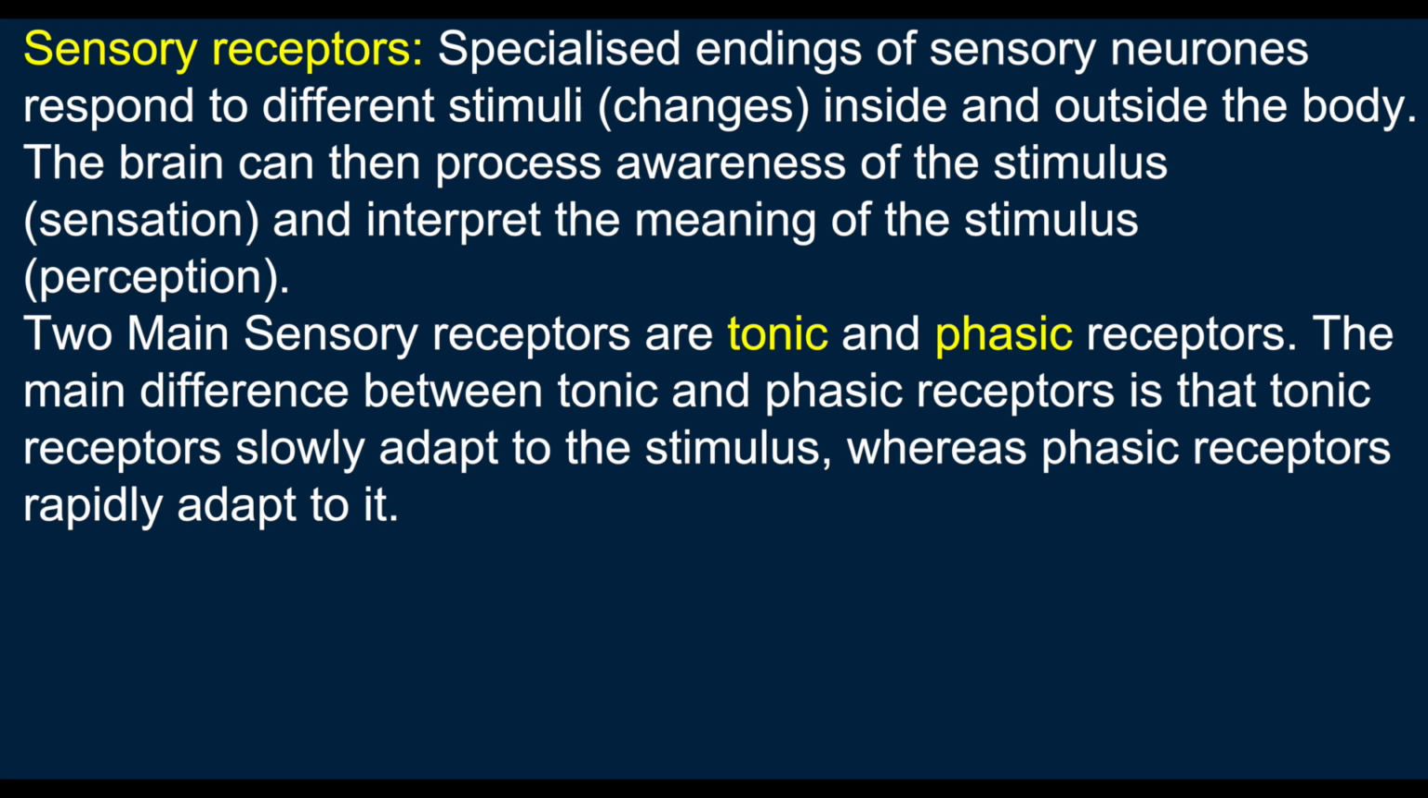Let us see sensory receptors. Sensory receptors are specialized endings of sensory neurons that respond to different stimuli inside and outside the body. The brain can then process awareness of the stimulus, that is sensation, and interpret the meaning of the stimulus, that is perception. Two main sensory receptors are tonic and phasic receptors. The main difference between them is that tonic receptors slowly adapt to the stimulus, whereas phasic receptors rapidly adapt to the stimulus.